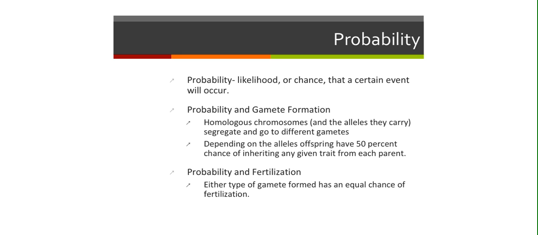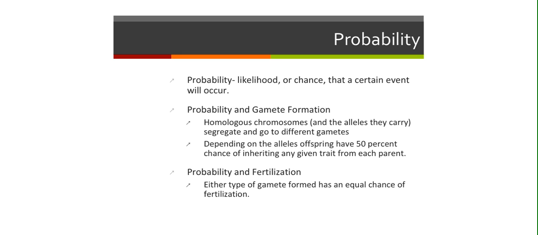During meiosis, the homologous chromosomes and the alleles they carry segregate and go to different gametes. That means the capital and the lowercase are separating from one another. One cell will get the capital, the other cell will get the lowercase. So about half of the gametes produced will have the capital B, and half will have the lowercase b. That's a 50% chance that you will get one of those alleles from your mom. It's the same way we do coin tosses that we can look at homologous chromosomes.